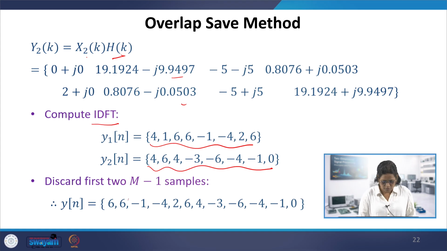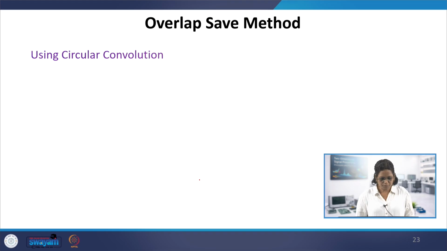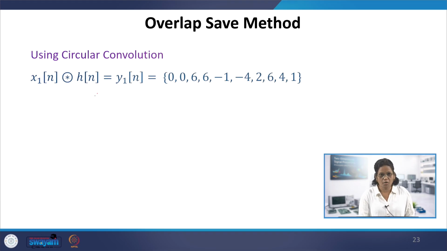The first two samples need to be discarded, so that is discarded and the rest of the sequence is put here. Here also the first two samples need to be discarded, and then the rest of the samples should be appended. So in the case of the DFT, the initial M-1 samples need to be discarded. We can perform this using circular convolution as well, which will be equivalent to what we got through the DFT.